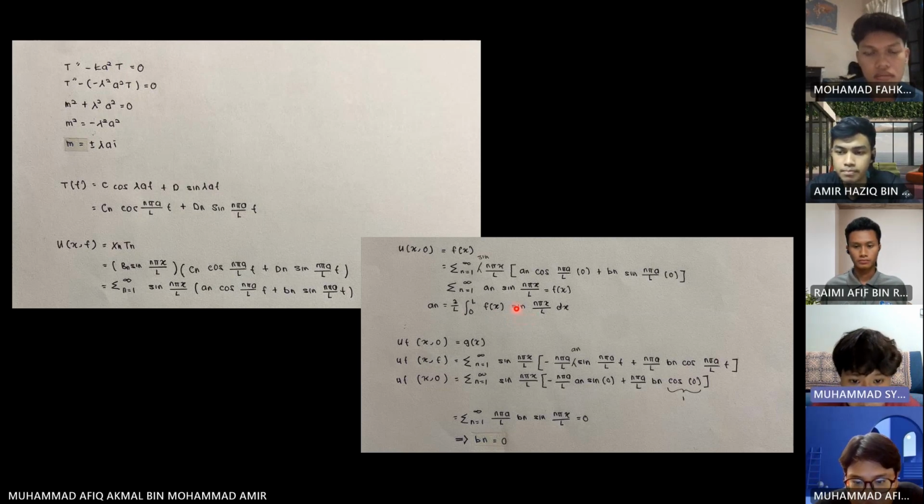Then the second initial condition is u_t(x,0) equals to 0. Then to solve the second initial condition, we need to differentiate the equation. And then we change the value of t equals to 0. And then the equation u_t(x,0) is equal to 0. So the value of B_n is 0.